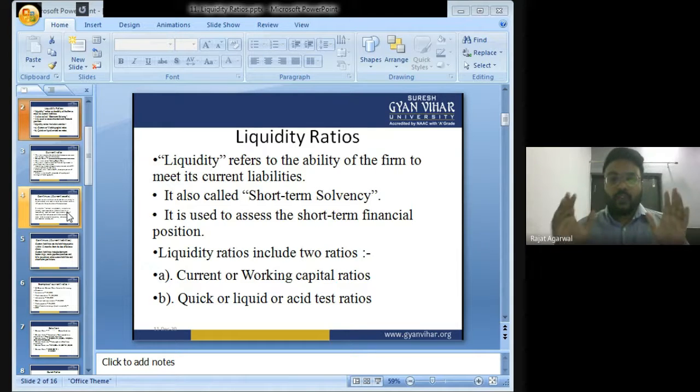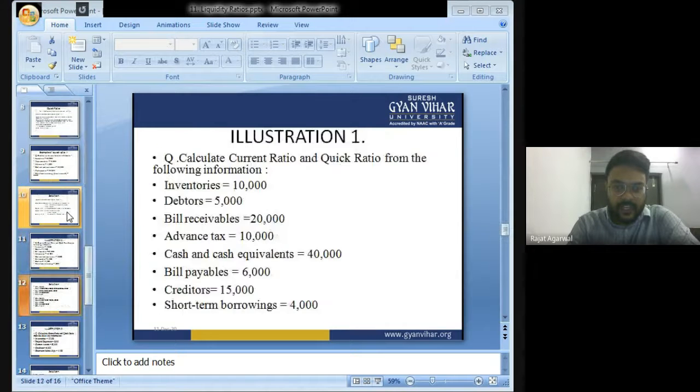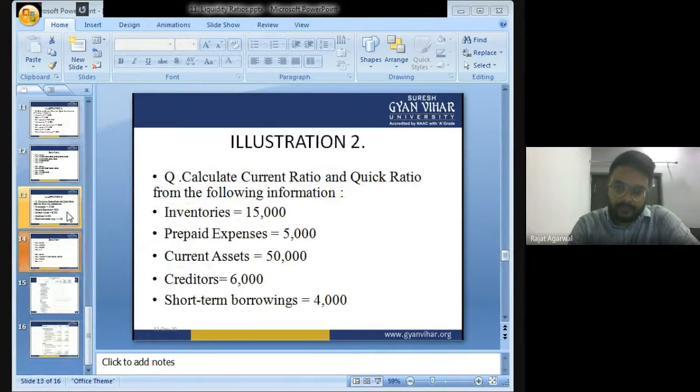Okay. So we have done some illustrations also on current assets and quick assets. We have learned how we are going to do the calculation of current ratio and quick ratio. I have also given you one homework. This is the illustration that I have given you in homework.